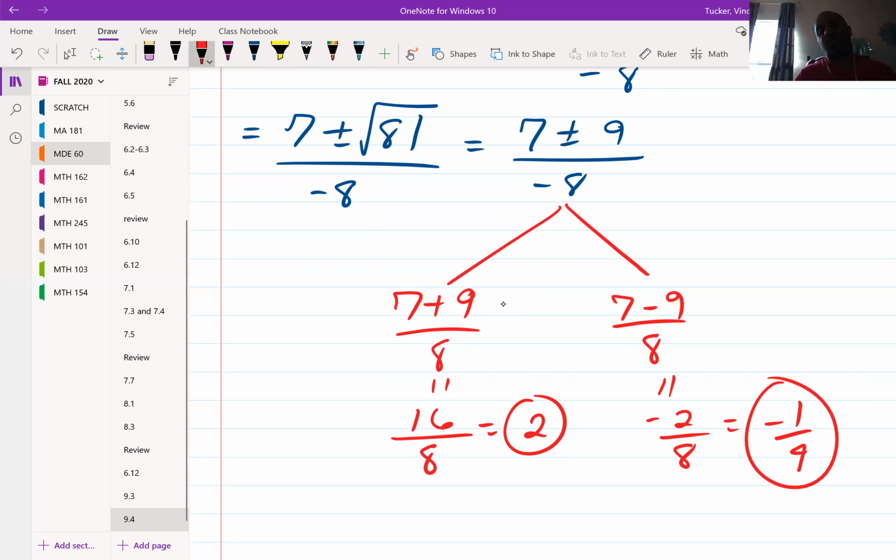Those are your solutions. If they come out to solid numbers like this, that means you also could have factored that trinomial as well. All right, questions so far?